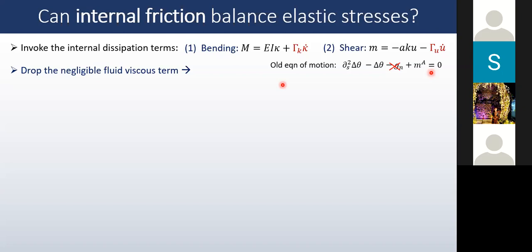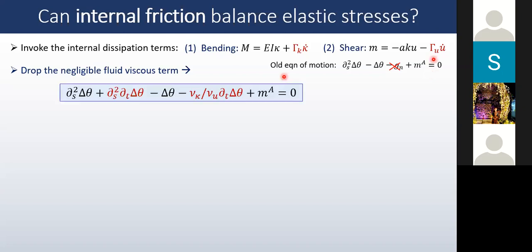And invoke only the internal dissipative terms in the equation of motion. And this is what we get. Passive friction in these 2 terms, no fluid term, only active term. Now let's see whether they can actually balance it.